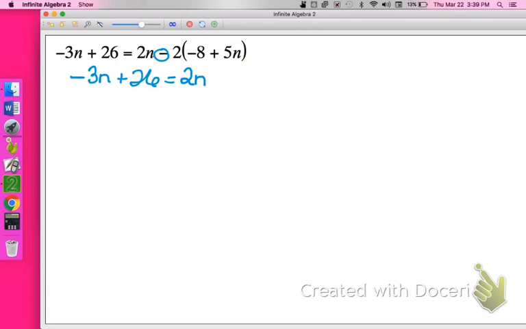I put this on here purposely because this is oftentimes where mistakes are made. So you're going to take that -2 and multiply it by that -8, and that's going to give you a positive 16. And then you're also going to distribute that -2 to the 5n, which is going to give you a minus 10n. So again, the distributive property means you distribute to both terms inside of your group.